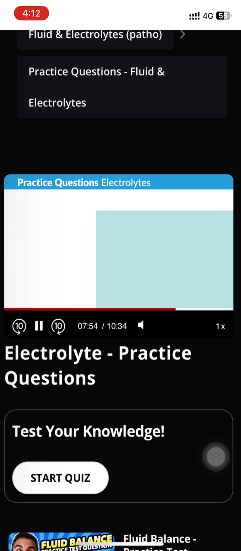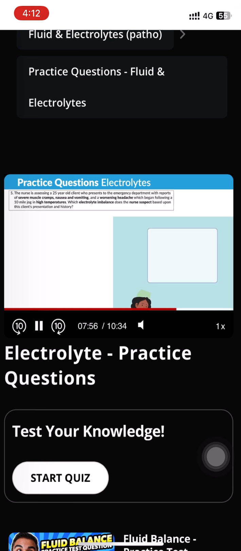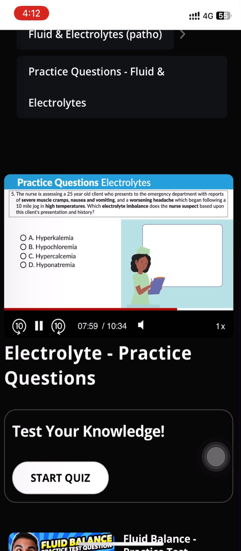Now moving on to question 5, our last one here. The nurse is assessing a 25-year-old client who presents to the emergency department with reports of severe muscle cramps, nausea and vomiting, and a worsening headache, which began following a 10-mile jog in high temperatures. Which electrolyte imbalance does the nurse suspect based on this client's presentation and history? So pause the screen and do your best. You got 60 seconds.